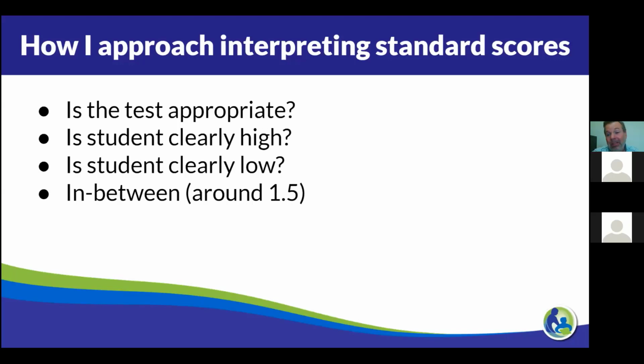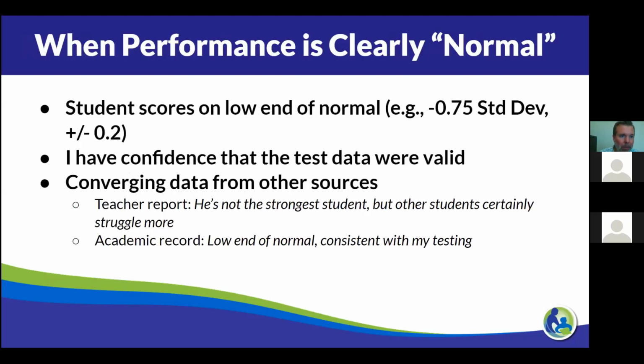All right, so if I've given a test and it's appropriate, are we seeing performance that's clearly high? I got good results and I'm getting clearly high performance. Am I seeing performance that's clearly low, or am I seeing something that's in between? So what does it look like when performance is clearly in that higher range or in that normal range?